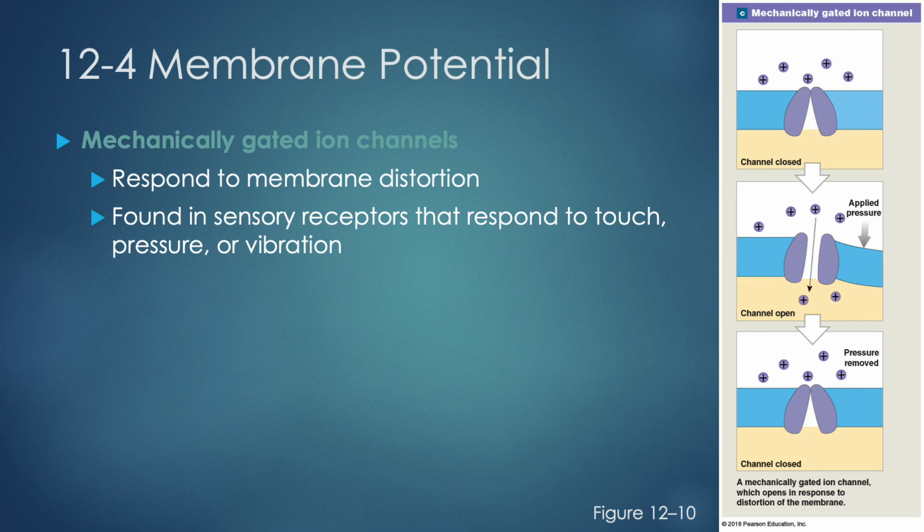Mechanically gated ion channels are only going to respond to membrane distortion, so something that physically pushes them to open. So you'll find these in various sensory receptors that are going to respond to things like touch, pressure, or vibration.